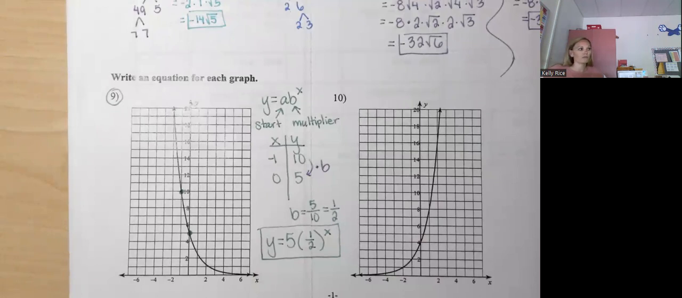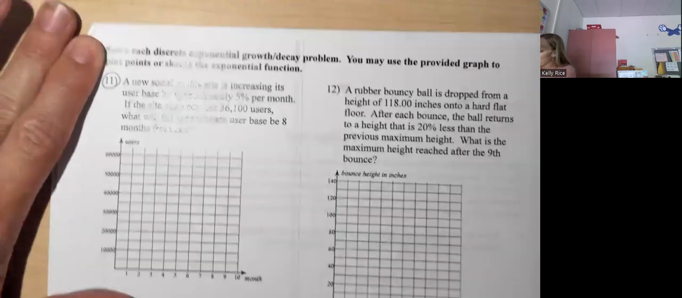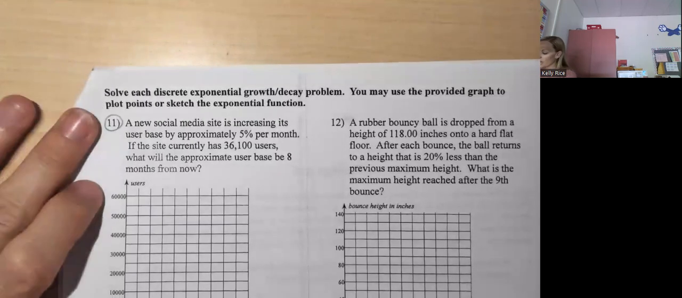Oh wait, I thought the middle was. All right, and then 11. So it's exponential growth or decay. It's telling us it's exponential, so it's still y equals a b to the x.